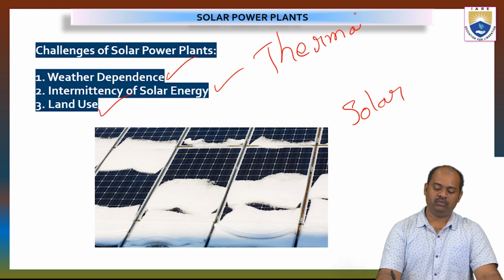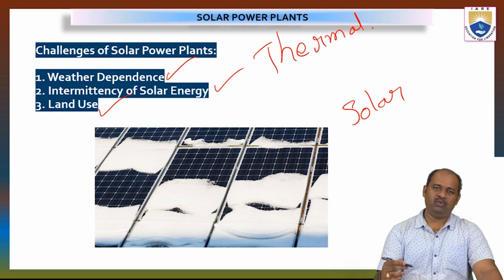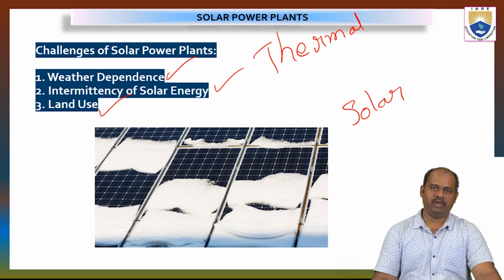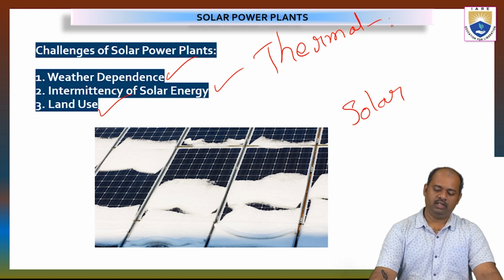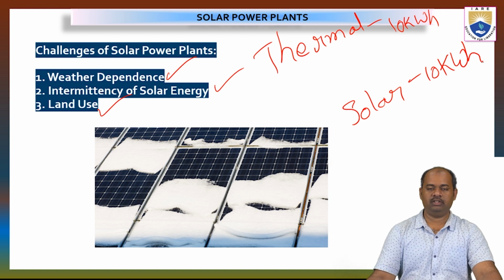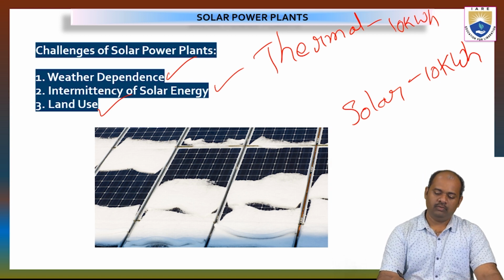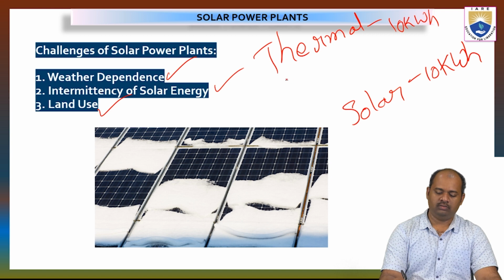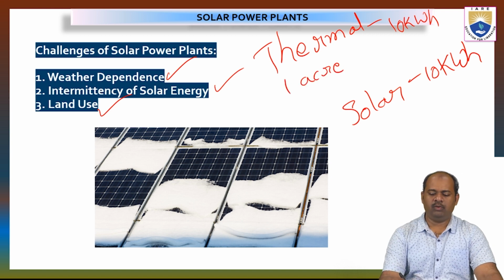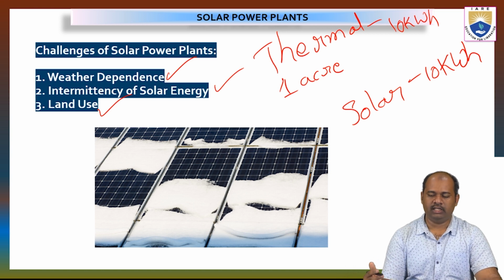Suppose I want to produce the same amount of electricity from these two power plants, like 10 kilowatt hours. Here also I have to produce 10 kilowatt hours of electricity. Now, when we compare the land that is occupied by this thermal power plant, it is around 1 acre. So the thermal power plant will take 1 acre of land for its installation.